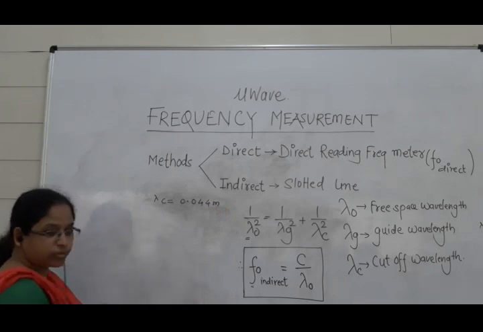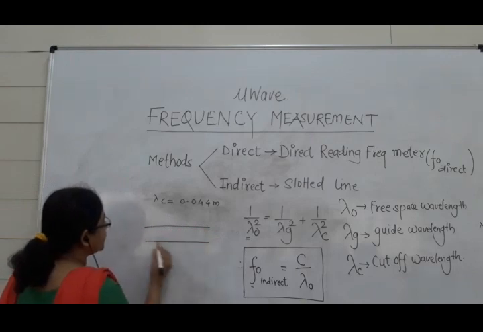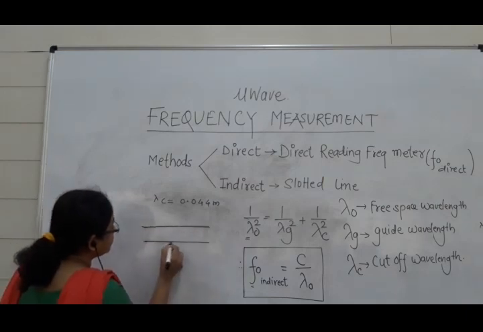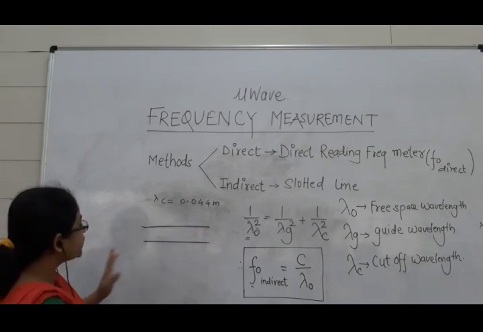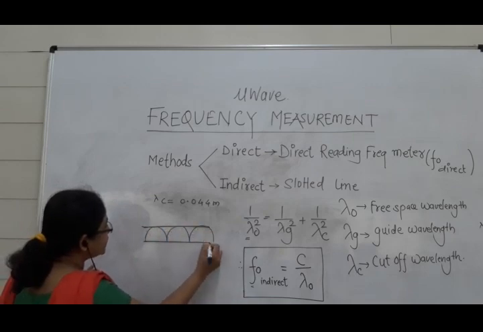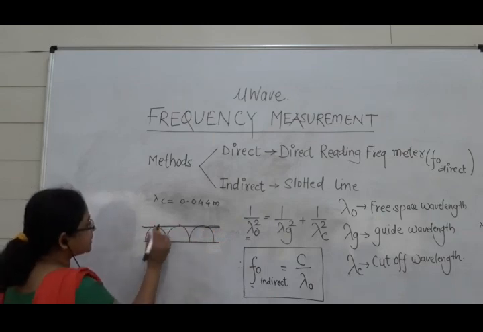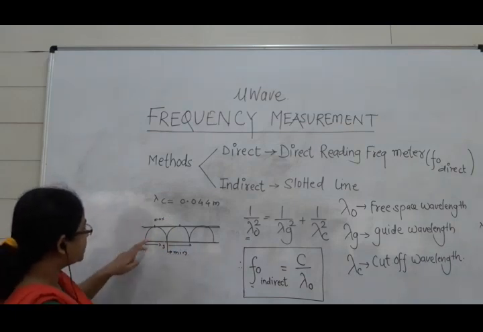The guide wavelength, as we have seen in its definition, is the distance over which the wave undergoes a transition of 2 pi radians inside the waveguide. Suppose this is my waveguide. Inside this slotted line you will find the voltage standing waves. If I take the maxima, this is a maximum and this is a minimum, and this complete span is the lambda g. Now how do I calculate lambda g?